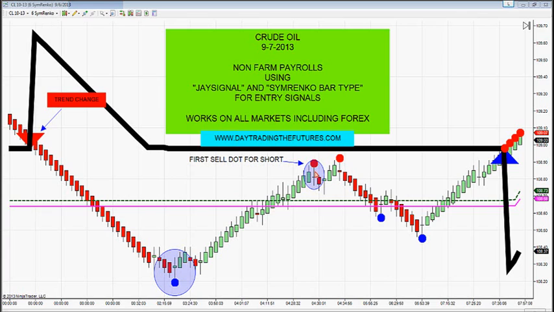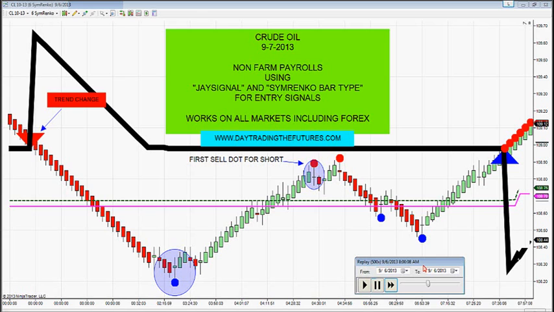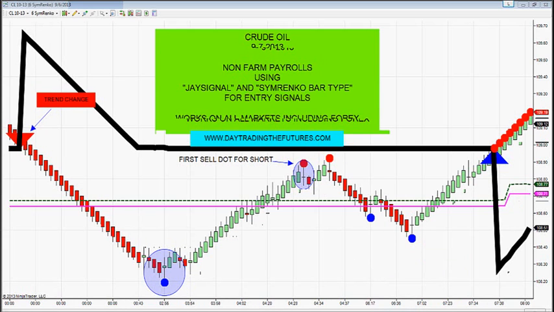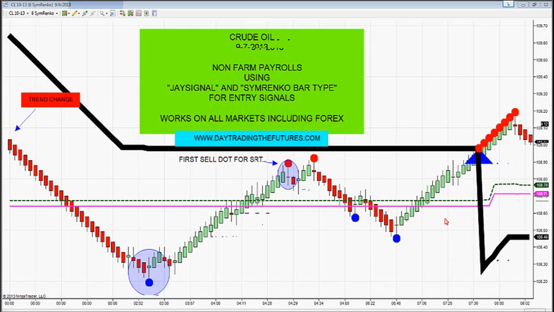I look for the first red sell dot, and I'm looking for a reversal bar. What I want to do is make a short video, let's play Friday's non-farm payroll action. Check out how accurate this indicator is. I had 7 trades in a row. Actually, I'm sorry, 8 trades in a row that worked out.